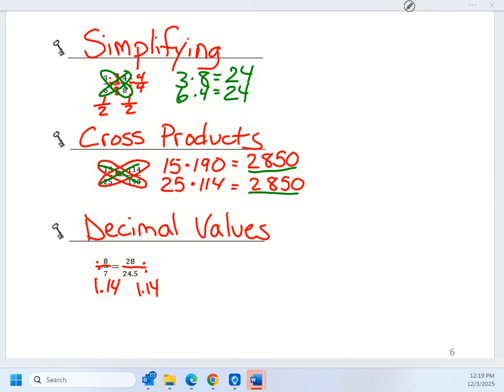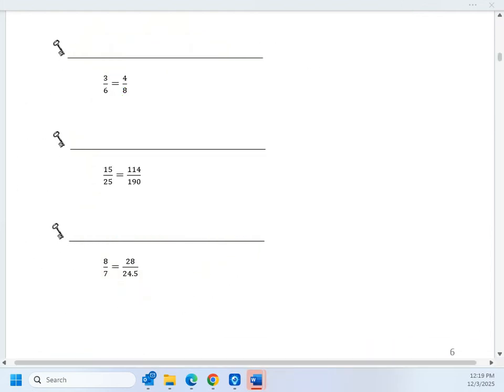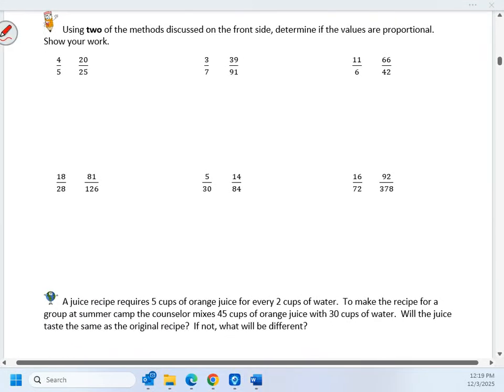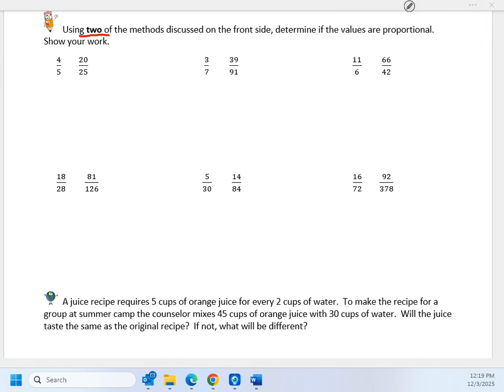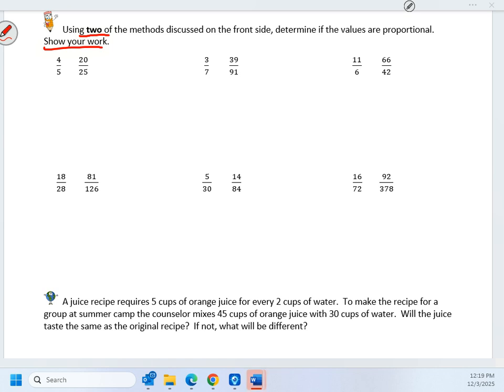Okay, so let's look at our work page. In this top section, it says using two of the methods discussed on the front, determine if the values are proportional. Show your work. So we have to make sure we're following all the directions. So I look at 4/5 to 20/25. What's one way I could use to show they're proportional? Clara? Times them by 5.